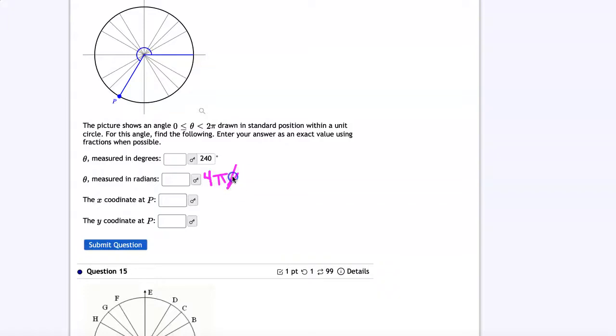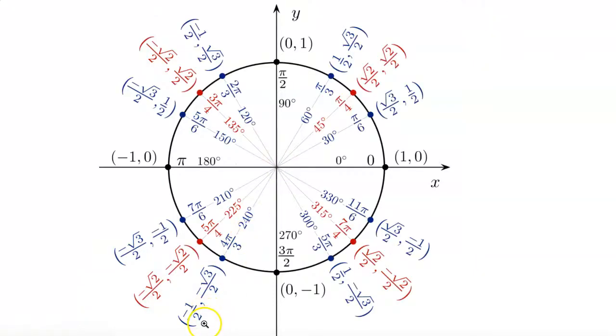This is not cooperating. That's supposed to be 4 pi thirds. Okay, what is the x-coordinate at P and what is the y-coordinate at P? Go to the unit circle, or if you've already memorized it, this is -1/2 for the x-coordinate, because it's the first one to the left from 0. And the y-coordinate is -√3/2, because it is the furthest down except for -1. But you can go and look at the unit circle and see the same thing. You can see the x and the y coordinates right here. -1/2, -√3/2.